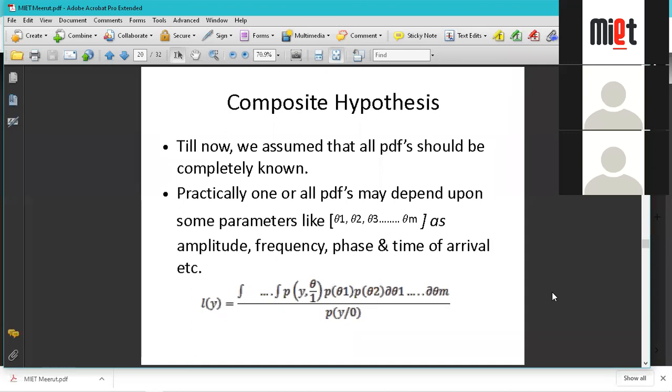Right? So then this ratio will give you the likelihood ratio, and your objective identification process will improve as a result of the composite hypothesis. Let's go to the next slide.